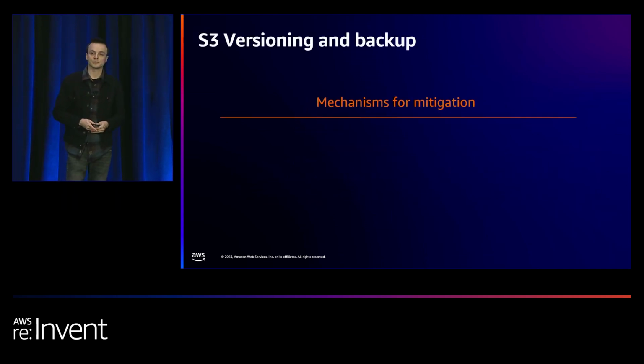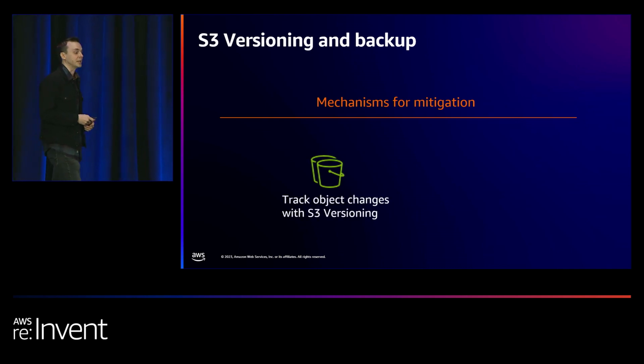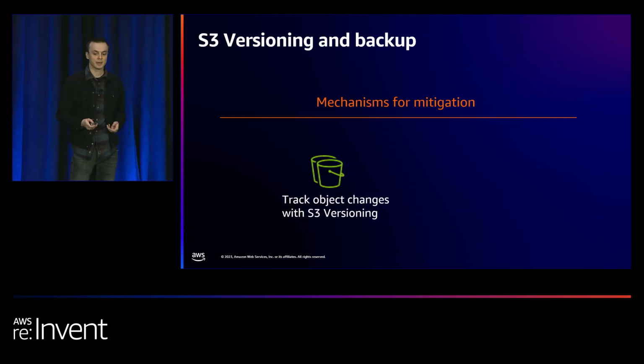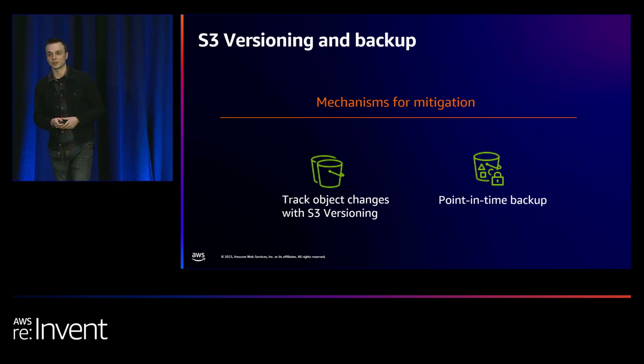There's 2 mitigations for this that I want to talk about. The first is S3 versioning. This is a feature that enables you to track object changes. And the second is point-in-time backups. Let's first learn about versioning.